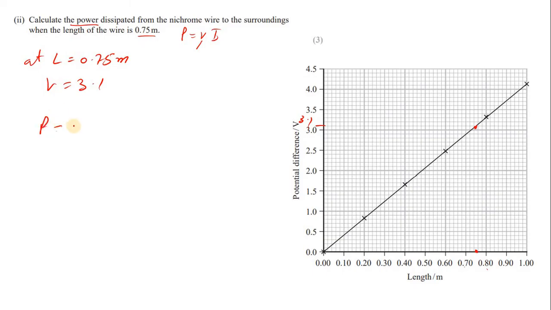So power would be equal to 3.1 times 0.2. Power is equal to 0.62 watt.